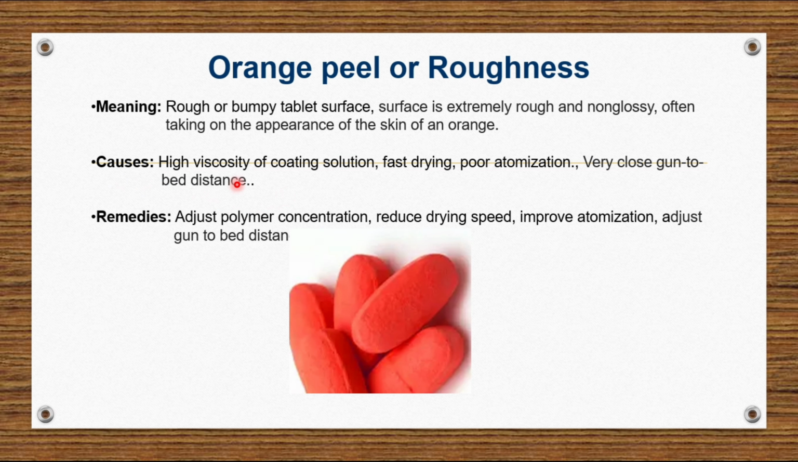What causes the orange peel? High viscosity of coating solution, fast drying, poor atomization, very close gun to bed distance. What are the remedies? Adjust the polymer concentration, reduce drying speed, improve atomization, adjust gun to bed distance.